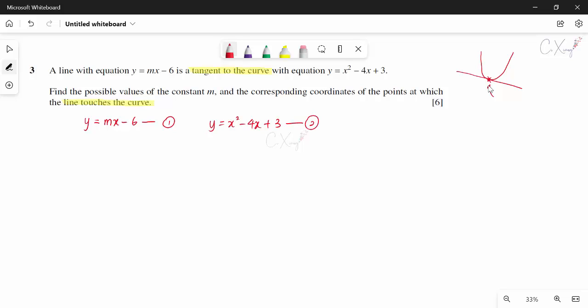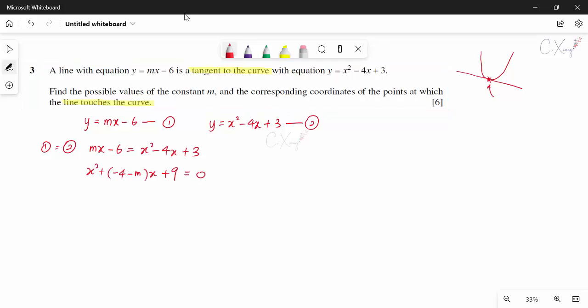Okay, so we will let 1 equals to 2. Alright, so we are having mx minus 6 equals to x squared minus 4x plus 3. So if I rephrase everything, I will have x squared minus 4 minus mx plus 3 plus 6, which is 9, and that equals to 0. Okay, so from here you can see that actually I get a quadratic equation in terms of x and m.